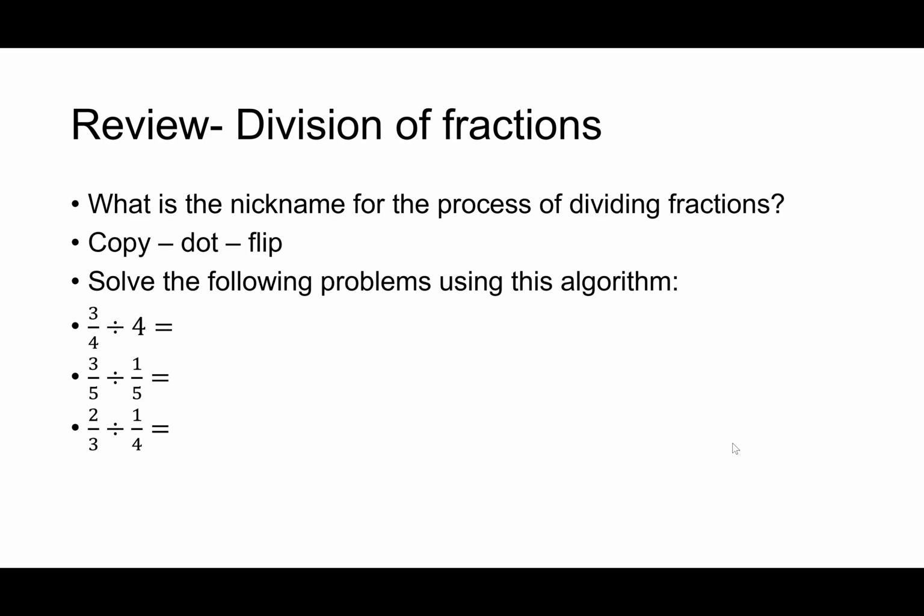3/4 divided by 4. What'd you get for that one, Mendel? I got Nice job. How about the second one? 3/5 divided by 1/5. Cecilia, what do you have? It's not gonna be 3/25. Let's write the second step down. 3/5. We're gonna copy, dot, and then flip. Really, we should have 3/5 times 5/1 because we're flipping that second fraction. These are gonna cross cancel, and we're gonna end up with what, class?